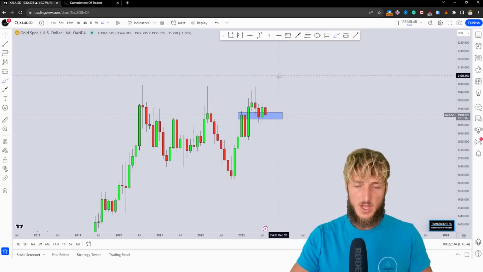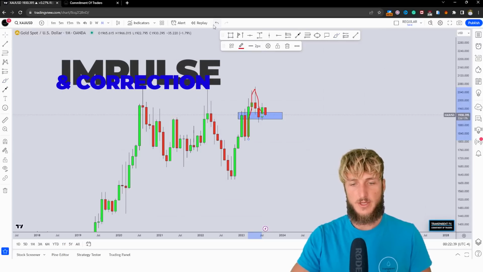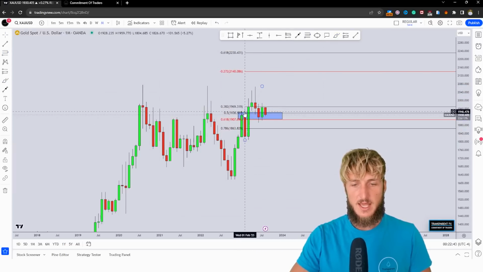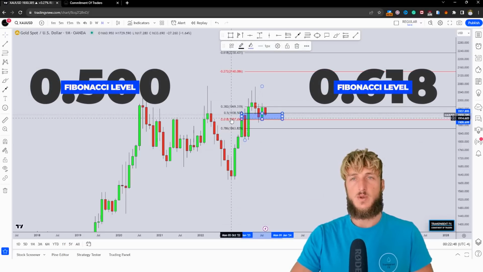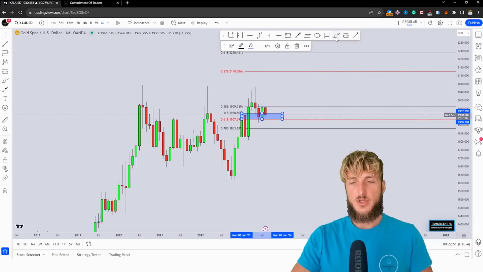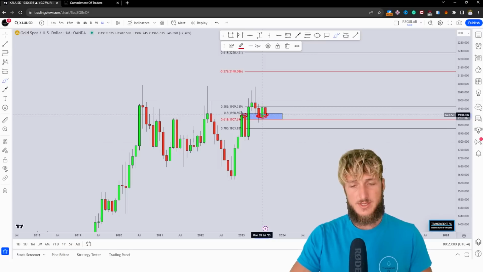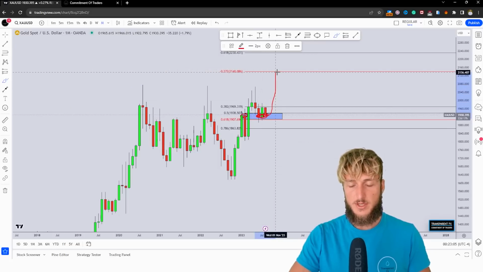from this area. We can also notice that, generally speaking, after an impulse, if you want to measure the correction, what you have to do is take your Fibonacci from the low to the high of the impulse leg. And if we do that, we can see how we have the 50% and 0.618 Fibonacci retracements, which are currently lining up exactly with this previous resistance turn support, creating a confluence of support inside of this zone, inside of which we could see some institutional longing, which at that point would further increase the probabilities of making the market create a rejection to the upside.